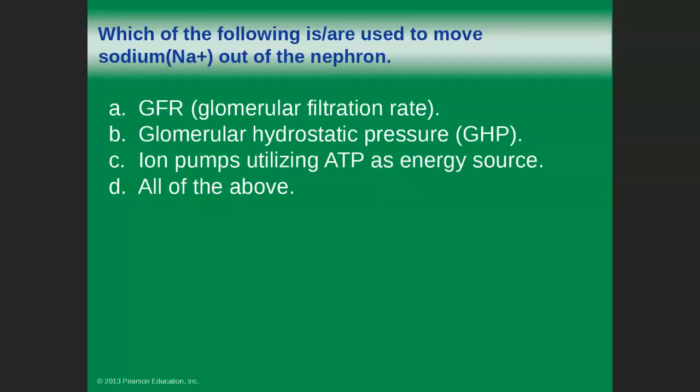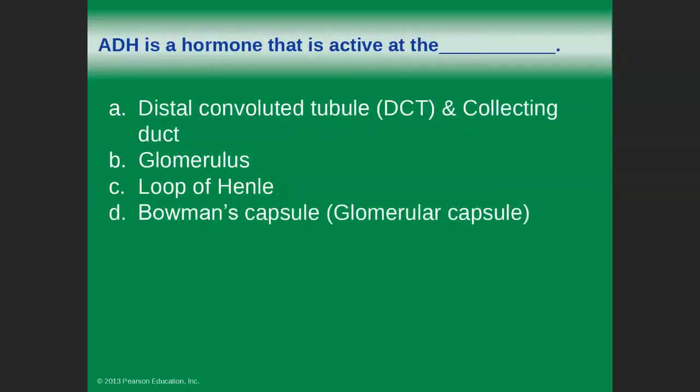Which of the following are used to move sodium out of the nephron? Well, GFR would be, glomerular hydrostatic pressure. Remember, GHP is what drives fluid across the membrane, so that would definitely move sodium out of the nephron. Ion pumps utilizing ATP, well, that's how we get your sodium out of the cell and into the extracellular fluid. So that would be true. So all the above would be the answer to that one, because you probably already knew that one.